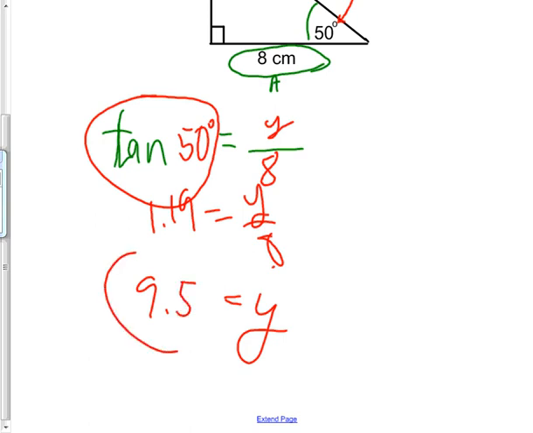I'm going to say around 9.5. That way it's close to that. If you're close to that, you probably just have a rounding difference error. In other words, this is not really 1.19. It actually goes a little farther than that. Okay, so the answer is about 9.5.